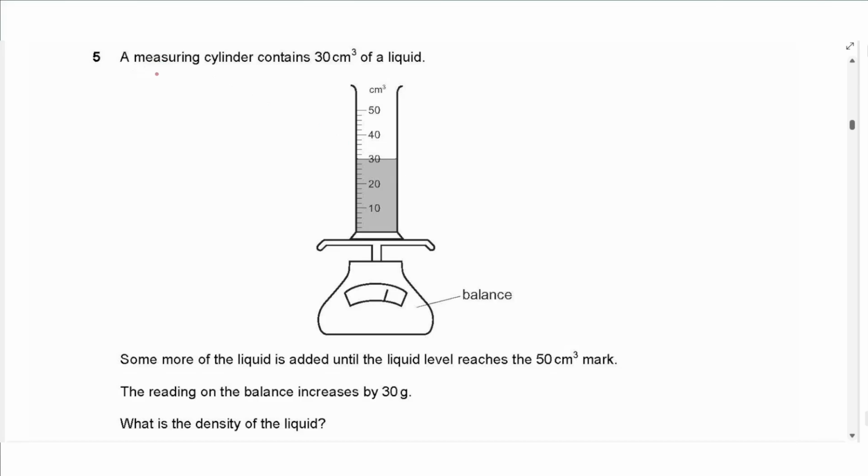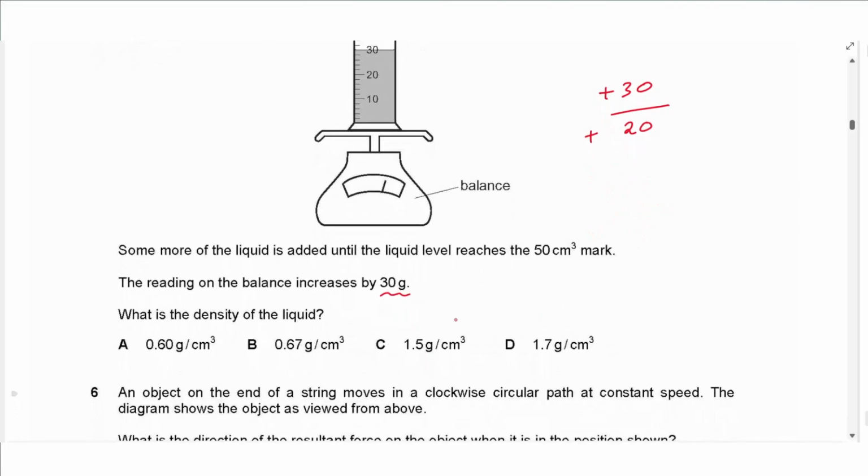Question 5 says a measuring cylinder contains 30 centimeter cubed of a liquid. Some more of the liquid is added until the liquid level reaches the 50 centimeter cubed mark. The reading on the balance increases by 30 grams. So the increase in mass was 30 and the increase in volume was from 30 to 50. That's 20 centimeter cubed. And density equals mass over volume. So we divide 30 by 20. This gives an answer of 1.5 grams per centimeter cubed for the density of the liquid.